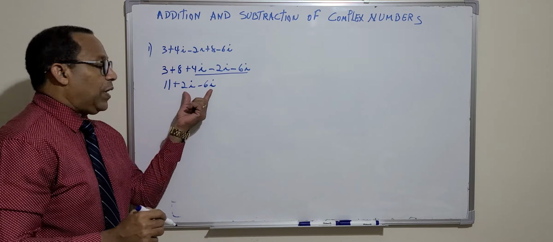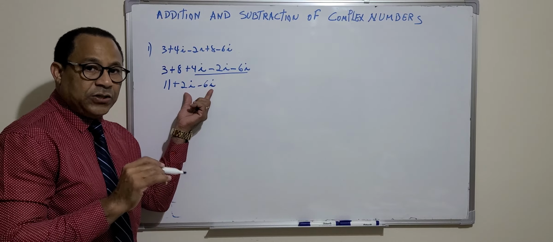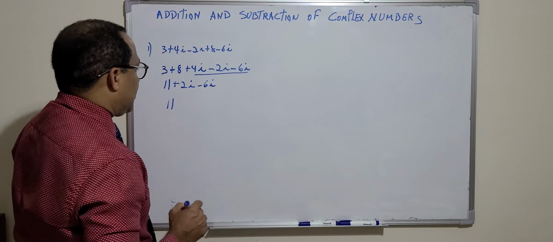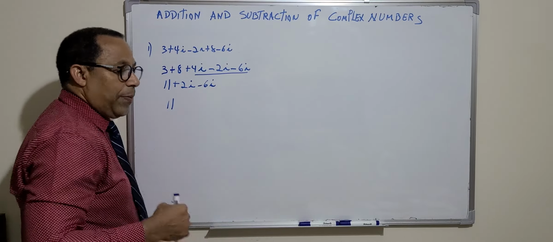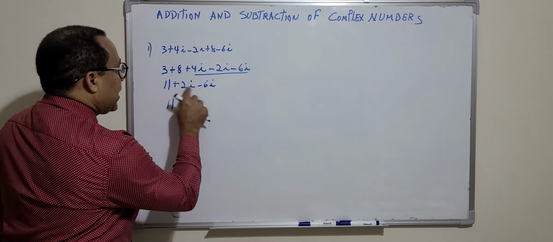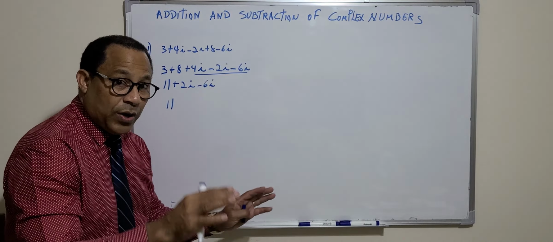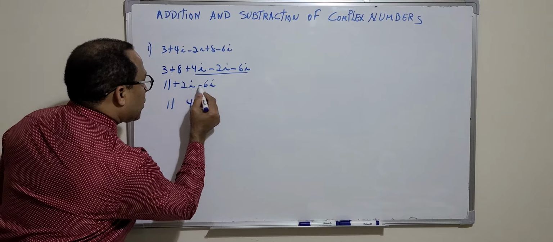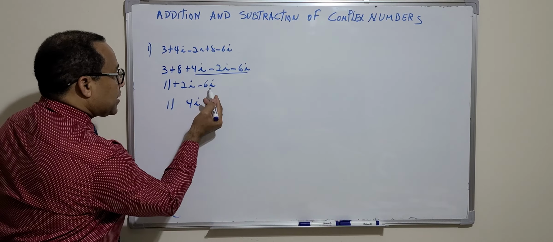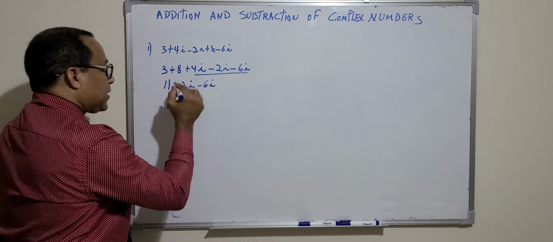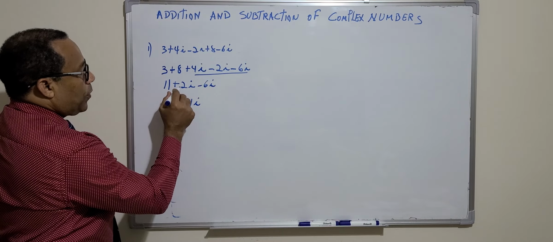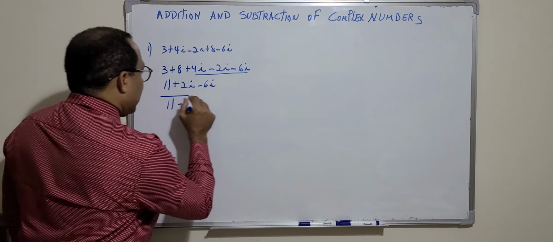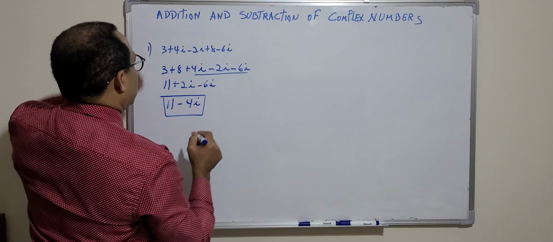I still have these two like terms together that need to be solved. So I'll bring down the 11 and I'm going to solve these two like terms. The signs are different, so I apply my rule, and I know the rule says when the signs are different, I subtract the numbers. That's all I do. I subtract 6 and 2, I get 4i. What sign do I use? The sign of the greatest of these two. Which one is greater, 2 or 6? 6 is greater than 2. What's the sign for the 6? It's a negative sign. So 11 plus 2i minus 6i will be 11, and 2i minus 6i is negative 4i.